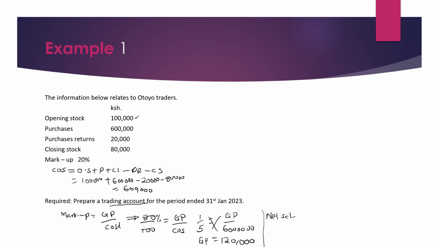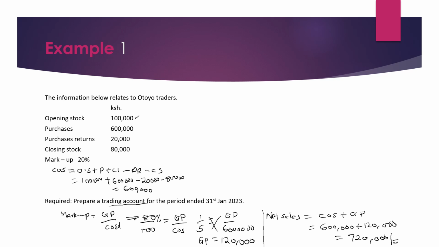Now, after having the gross profit as 120,000, we can get the net sales. In order for us to draw the trading account, net sales is equal to the cost of sales plus the gross profit. In this case, our cost of sales was 600,000 plus the gross profit, which is 120,000. If you add everything, you'll get 720,000, and this will be our net sales. So if we have everything, what is remaining now is to move to the account.